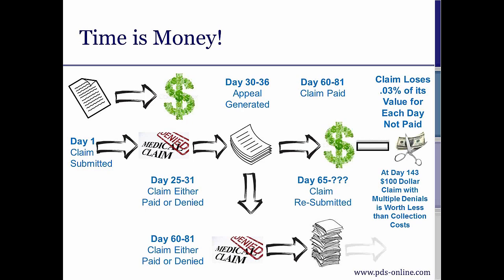But when it gets denied, you have to find all of the information that's required to appeal it, do everything that needs to be done to resubmit the claim. The payer sits on the claim for a while as well. And really, by the end of the day, if you're over 143 days, a $100 claim is almost worth less to you than the cost it takes to actually collect it.